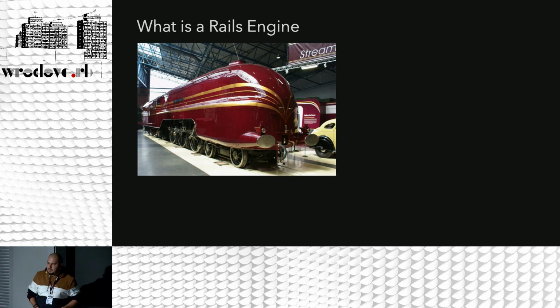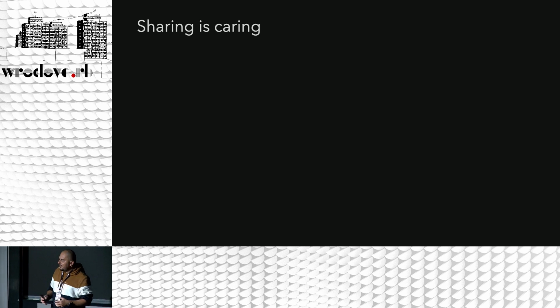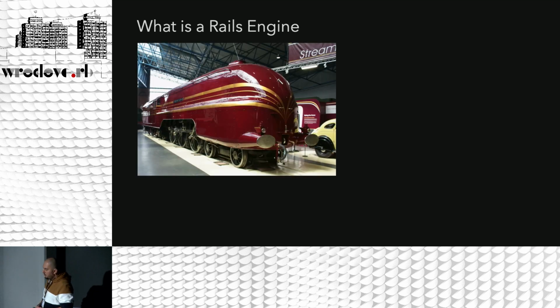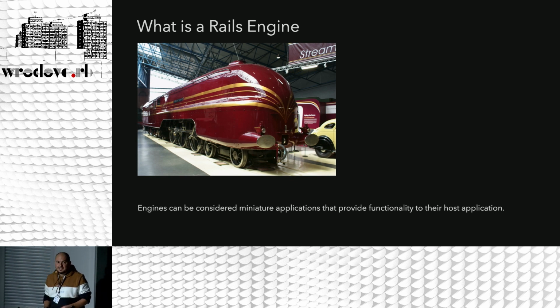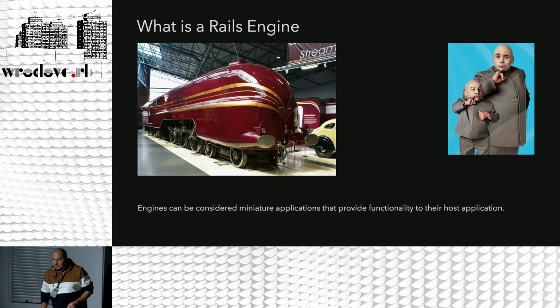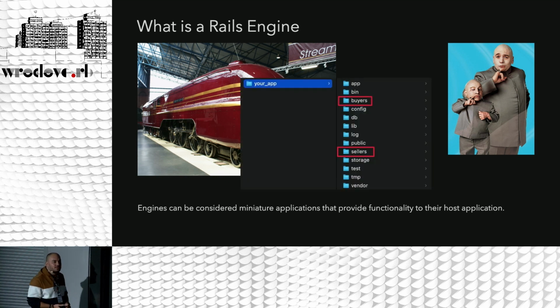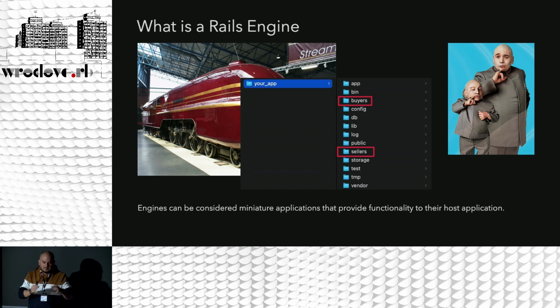So what is a Rails engine? A Rails engine is basically a miniature Rails application inside your host application. So a mini-me. It holds its own routes, its own models, its own controllers, views, and so on. So when would we use an engine? Let's take, for example, a marketplace app. We'll always have buyers and we'll always have sellers. And they'll probably have different admin panels, different back offices, and different functionality.